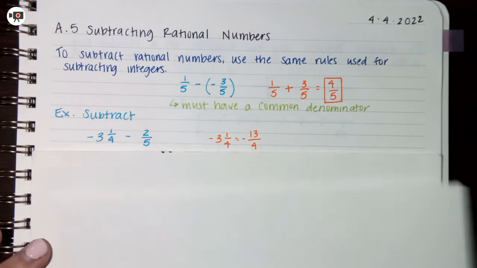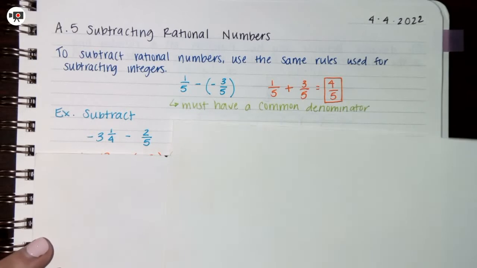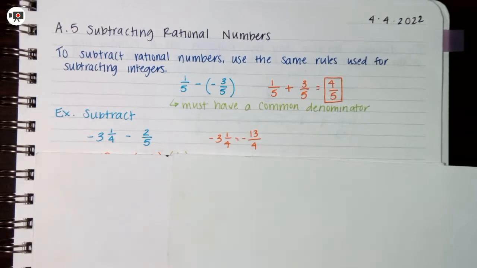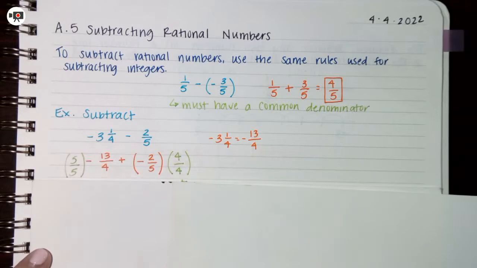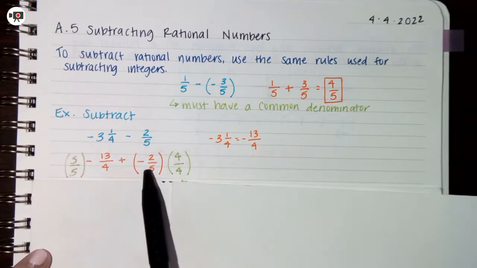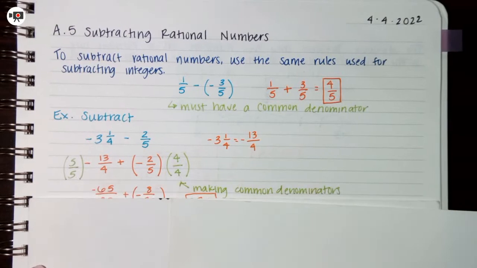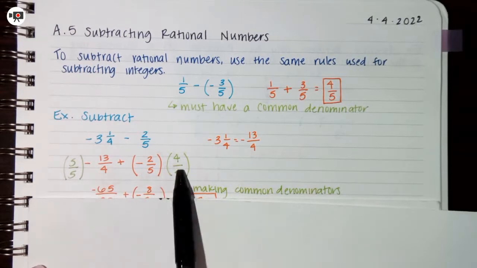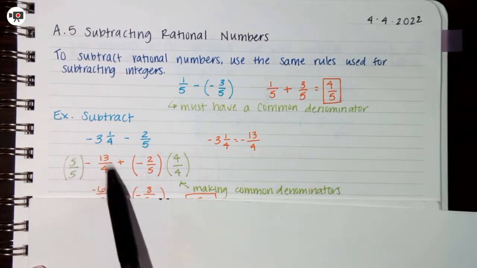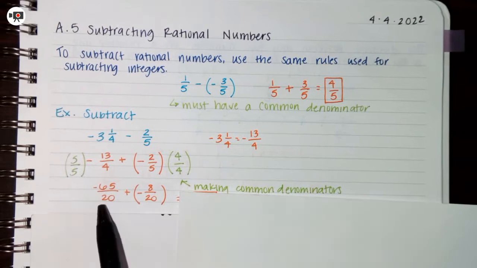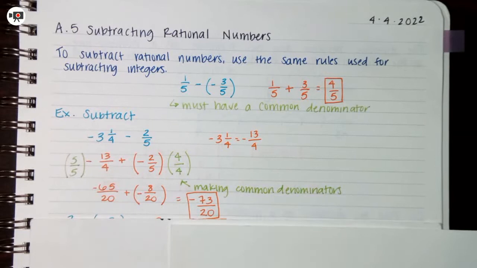So if we do 3 1/4 minus 2/5, 3 1/4, I'm going to change that to an improper fraction first. Then I'm going to add the opposite. To do that, I have to have common denominators. And so I multiply the second fraction by 4, the first fraction each by 5. So this is negative 65 over 20 plus a negative 8 over 20, which is negative 73 over 20.